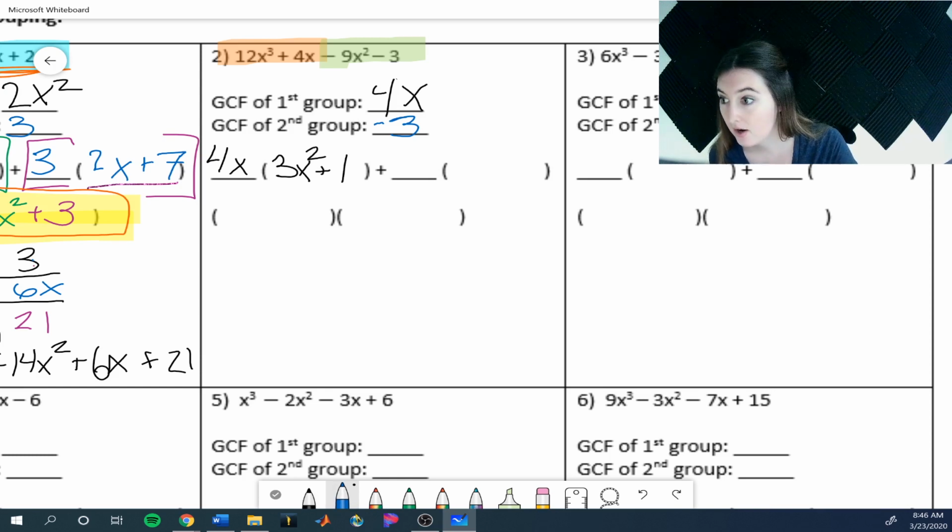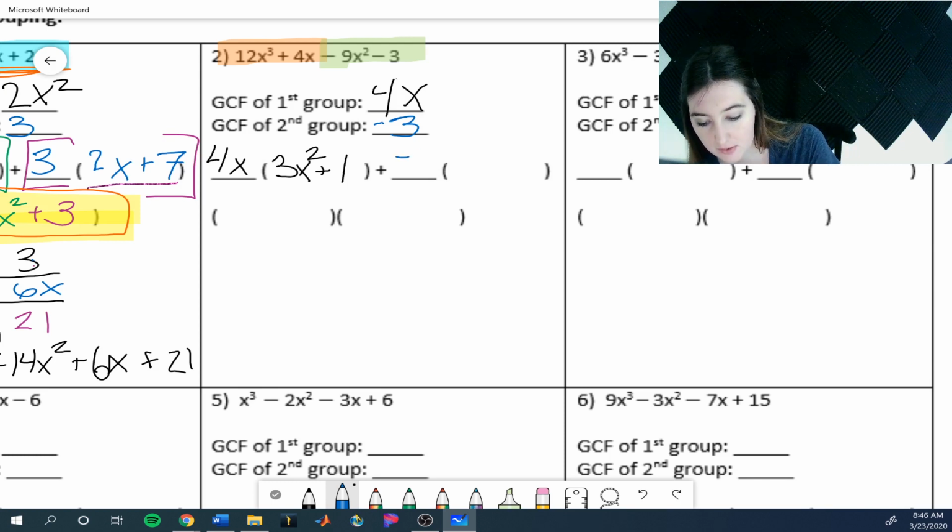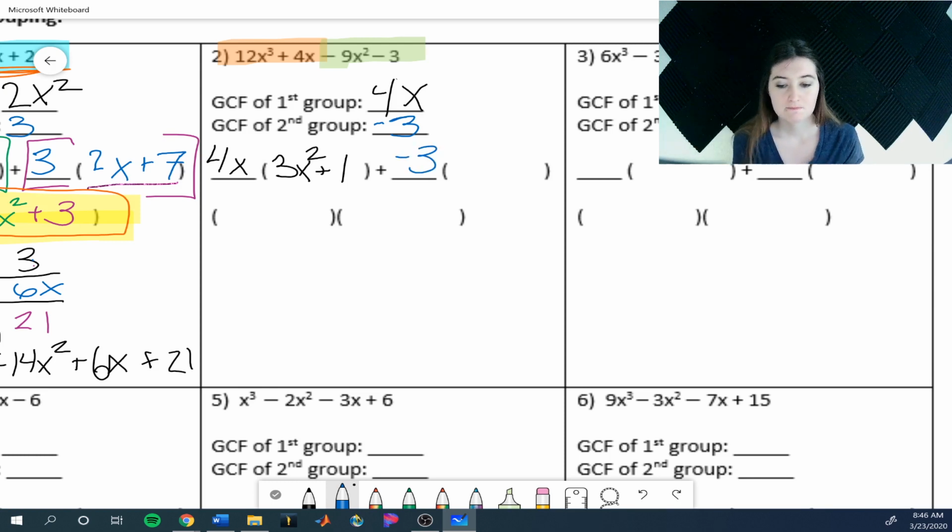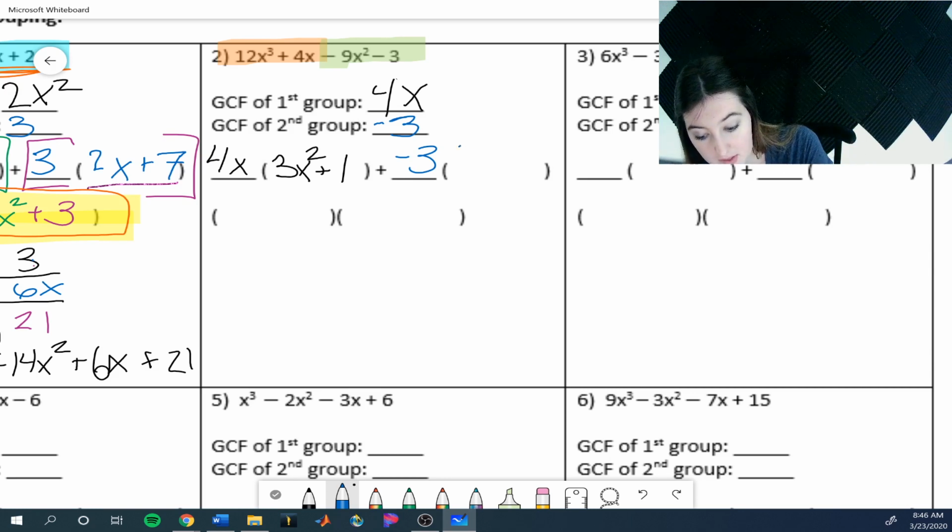Okay, now I'm going to go ahead and write out the next group. So let's see. My GCF of the second group is -3. -9x squared divided by -3. So -9 divided by -3 is +3. So I'm going to have a +3 right here.